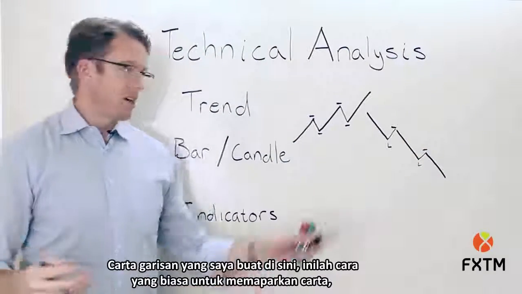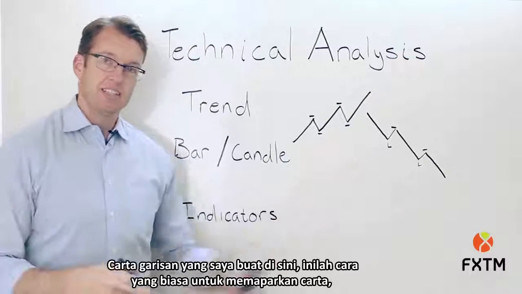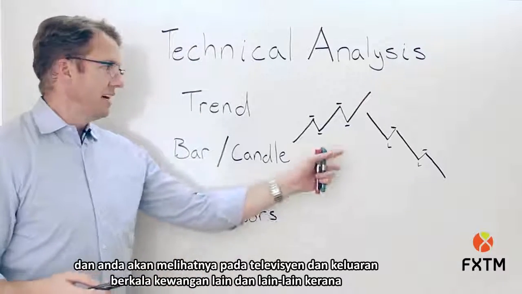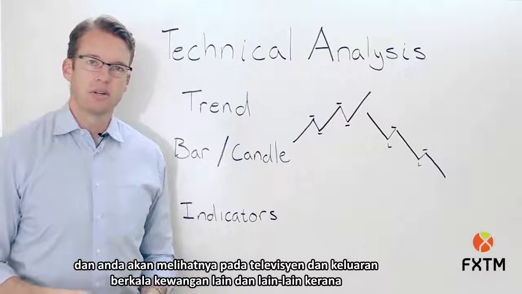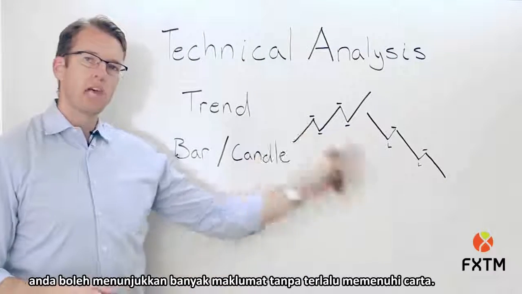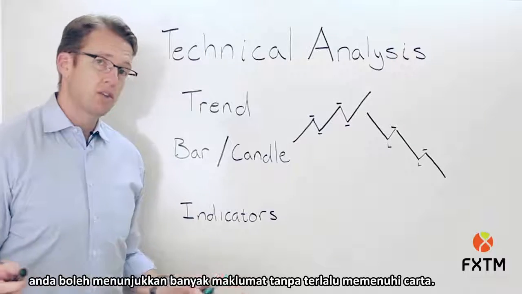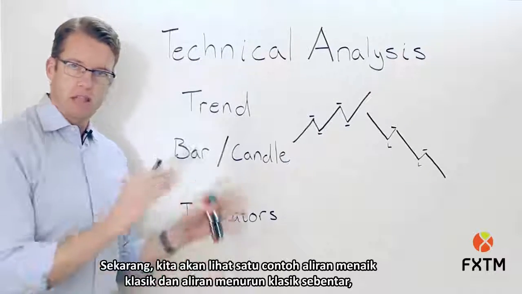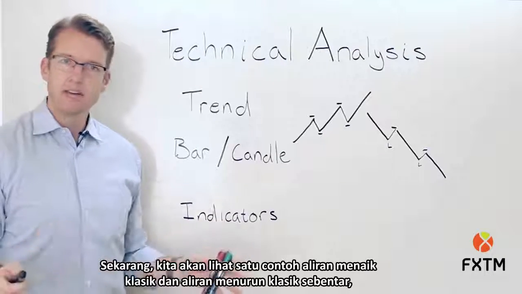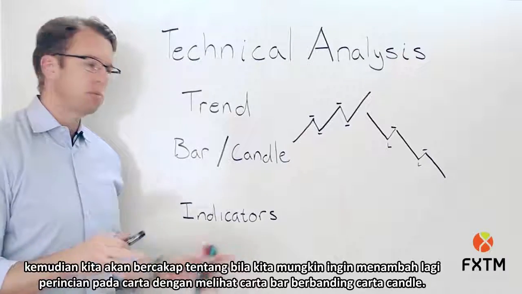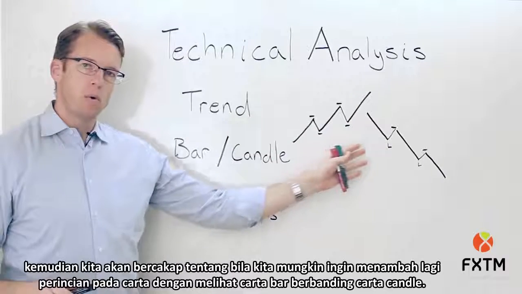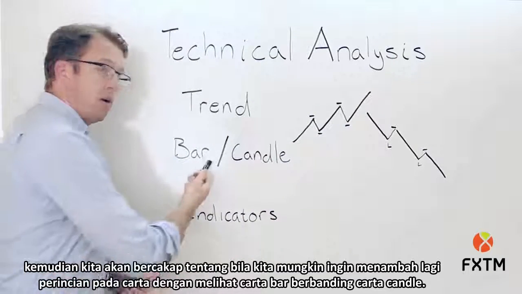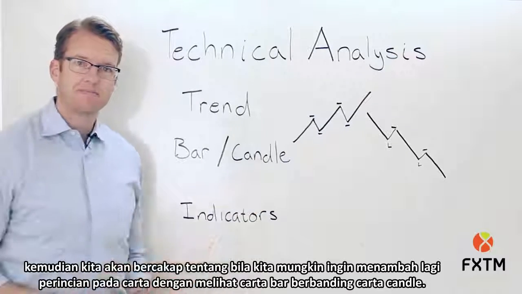Now, a line chart, which is really what I just did here, that's actually a common way to display charts. And you'll see this on television and other financial periodicals and so forth, because you can show a lot of information without crowding the chart too much. Now, we're going to take a look at an example of a classic uptrend and a classic downtrend in a second, and then we'll come back and we'll talk about, well, when might we want to add a little bit more detail to our charts by looking at bars versus candles.